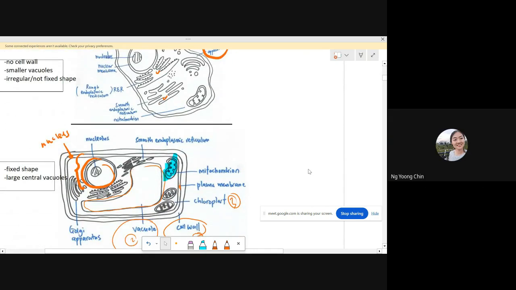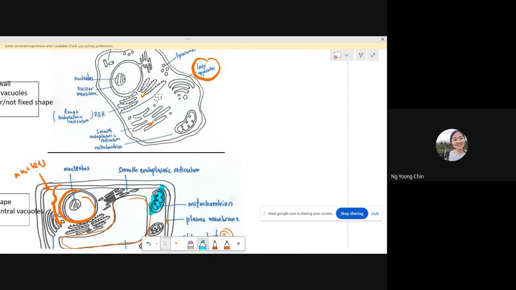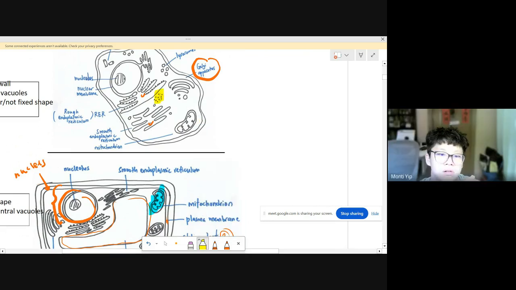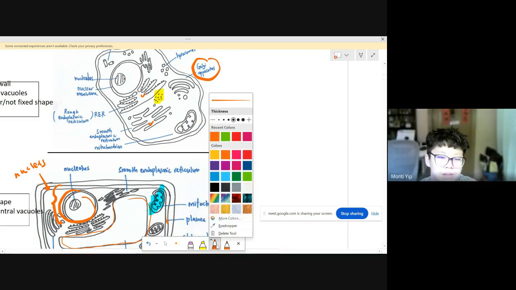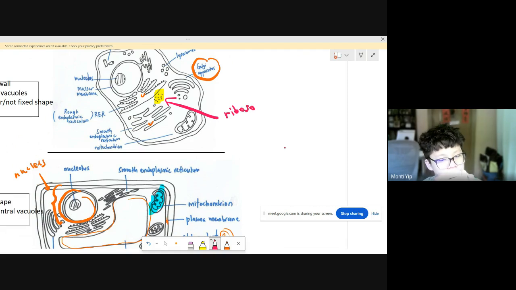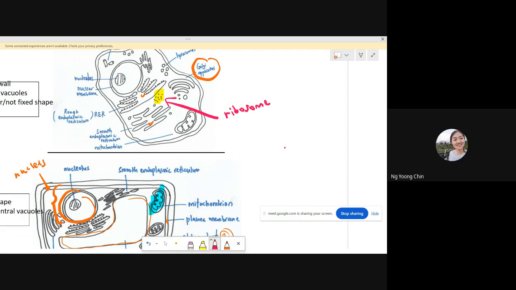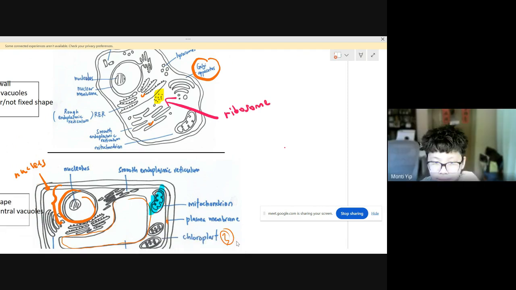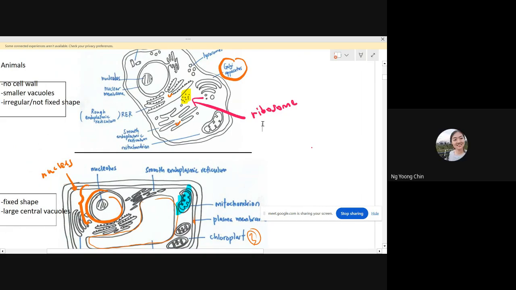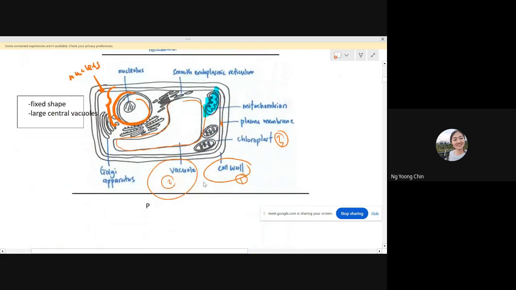And you can see this. Monty, what is this one? Tell me. Black spot, I'm not sure. Okay, it's ribosome. Monty, what is the function of ribosome? It produces protein. Produces proteins. Okay, well done.